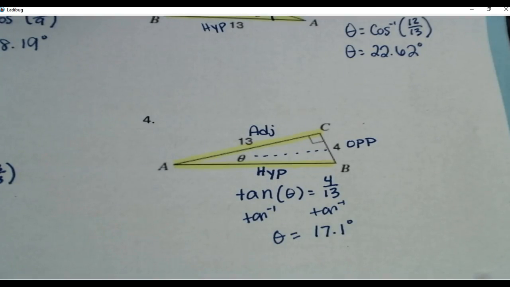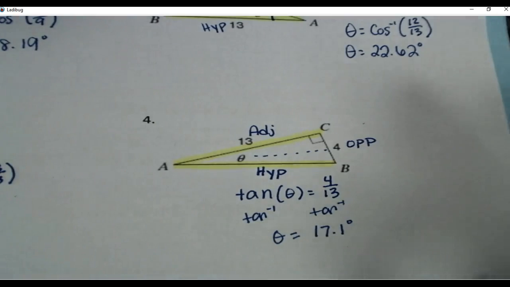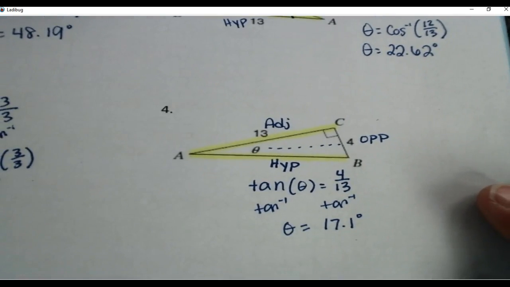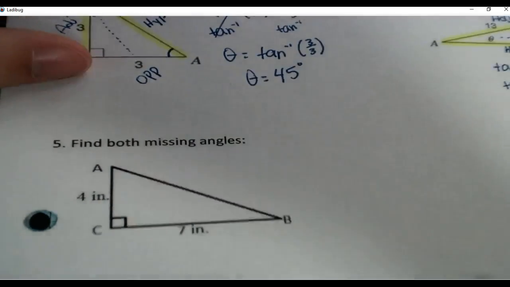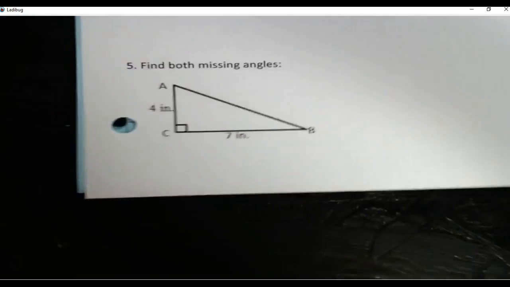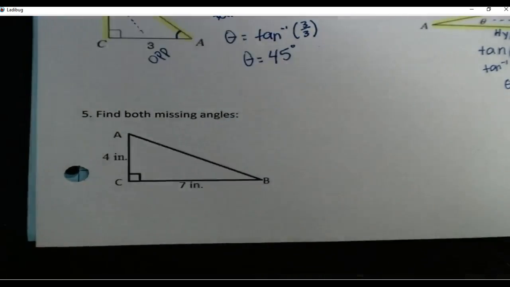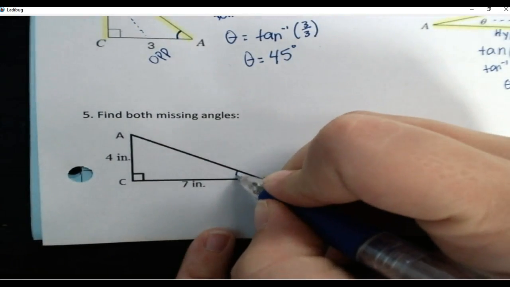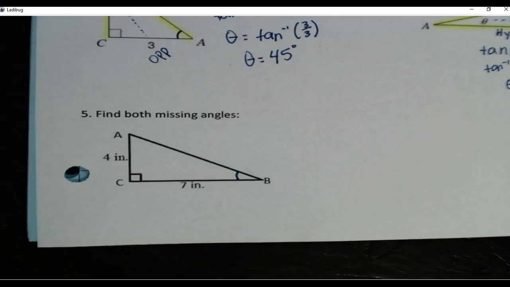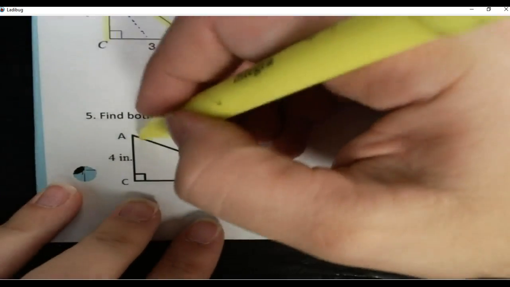Okay. So 5 is a little bit different because now we want to find both of our missing angles. If we want to find both of the missing angles, then we don't know which one to highlight because we want them both. So what you do is you just pick one. Which one do y'all want to do, A or B? B. Alright, we'll find B. So we'll arc B, and that's what we highlight.